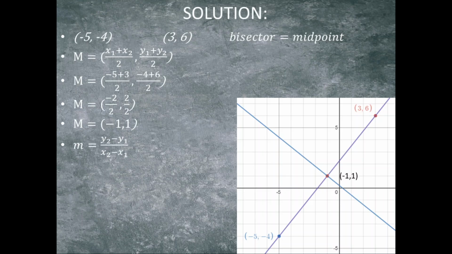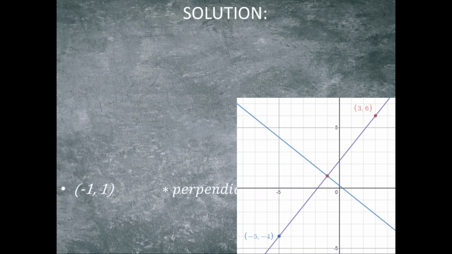So our formula, small m is equal to (y2 minus y1) over (x2 minus x1). So we have 6 take away -4 divided by 3 take away -5. So that will give you 10 divided by 8, which reduced to its lowest terms will be 5 over 4. But we're not done yet, so we move on.